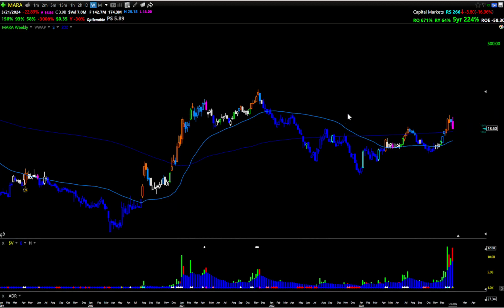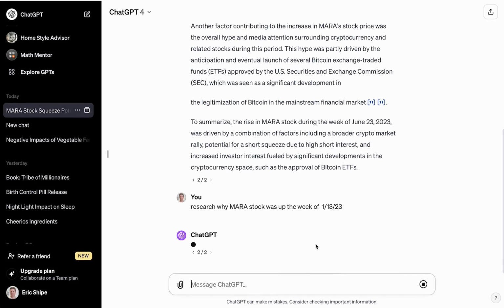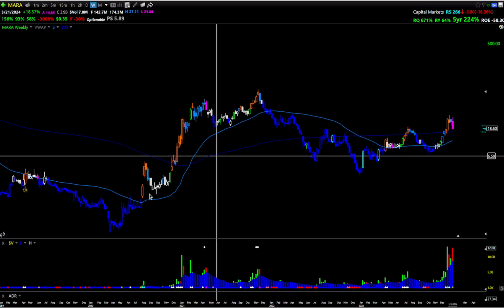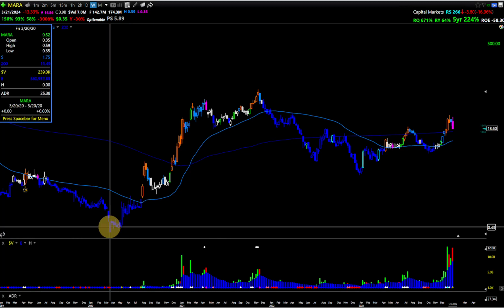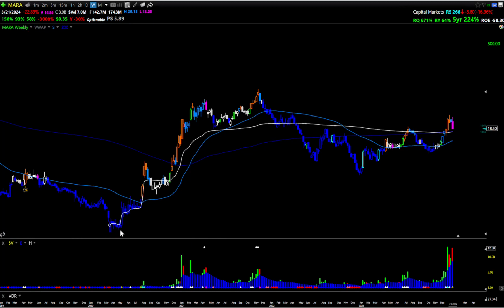Okay, doing a deeper dive on Mara. Let's see, actually using ChatGPT to research news as well. So you had way back when, on March 20th, 2020, it hits a bottom. So you can attach your first anchor there. Holds above it here, then breaks out there. So that's a buy. You get a buy signal as well. And just run straight up.